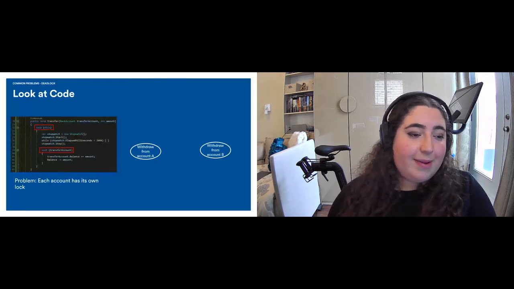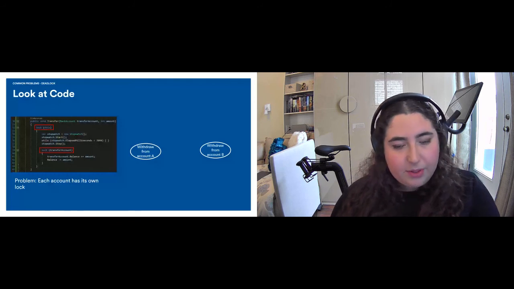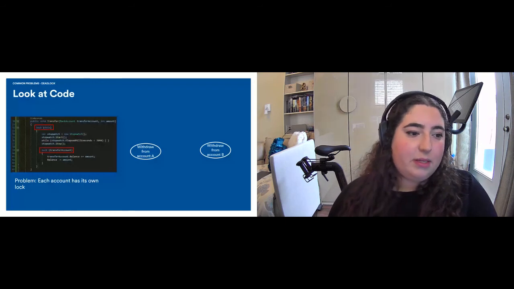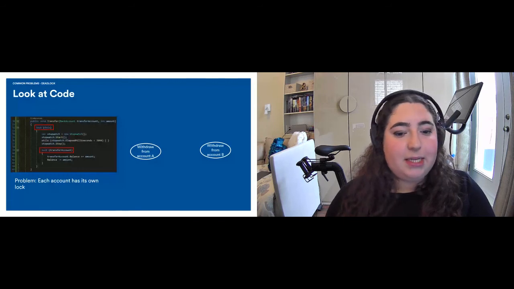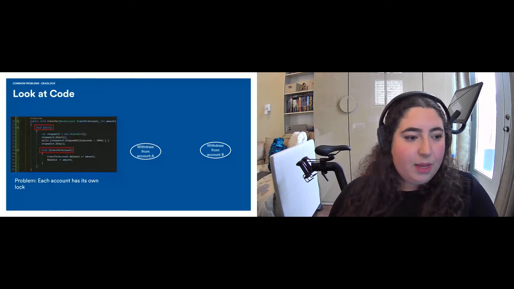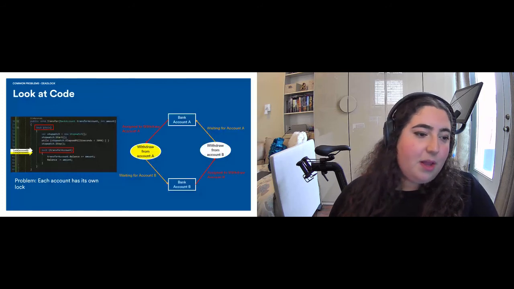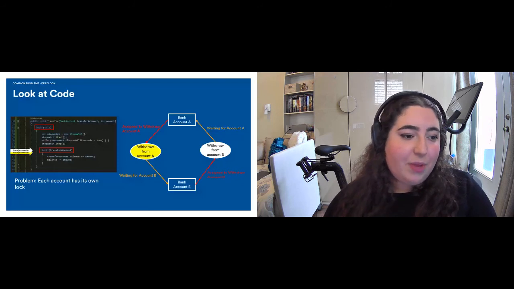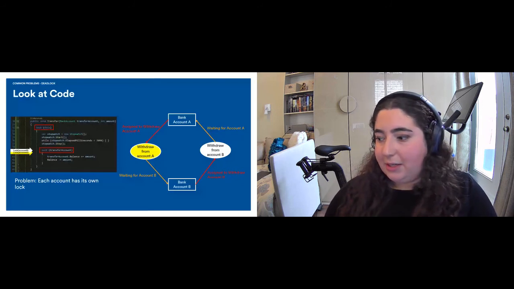Process A starts, withdraw from account A, and it locks account A. Now, while I'm stuck in this while loop, a withdraw from account B starts, and account B is locked. Then we continue executing, and account A needs account B to continue. However, account B is locked by the process withdraw from account B. And then withdraw from account B cannot continue because account A is locked from the process withdraw from account A. So here we are in a deadlock.